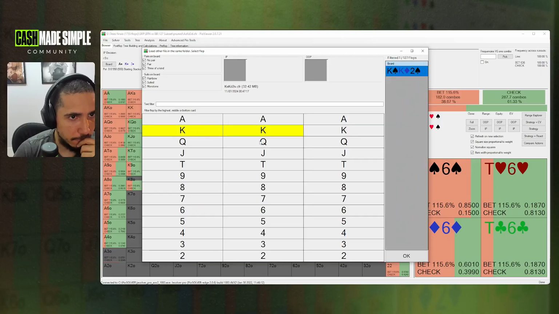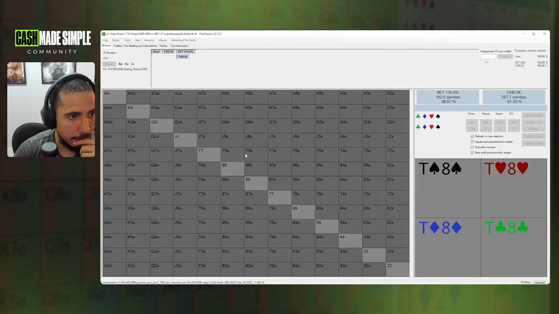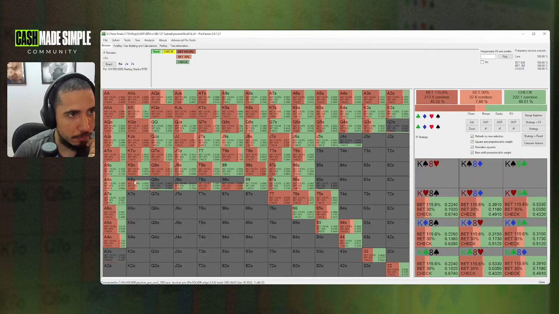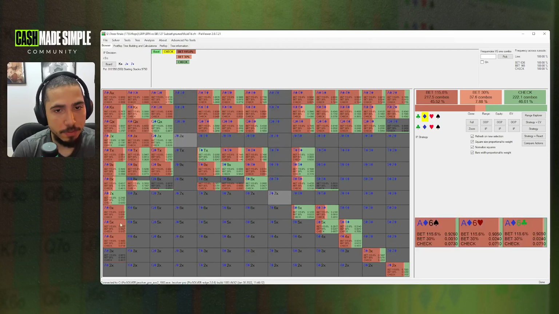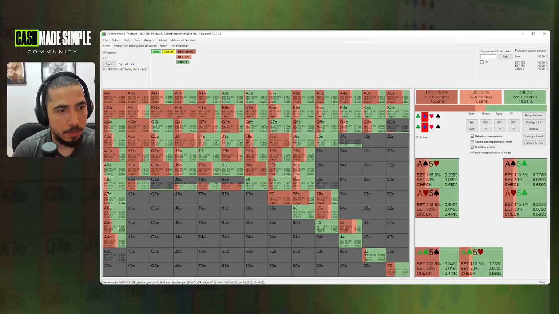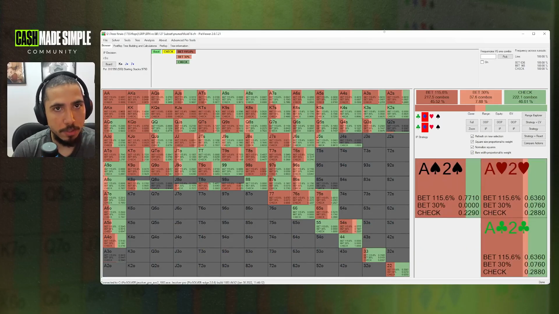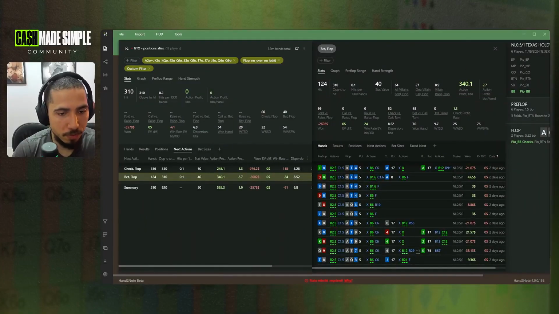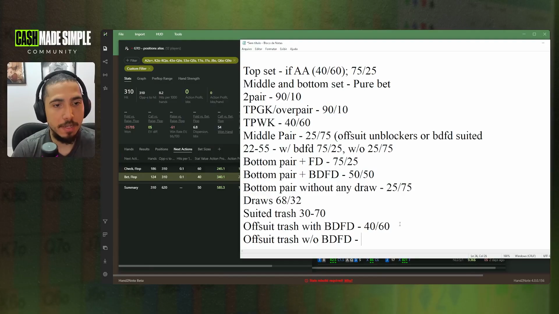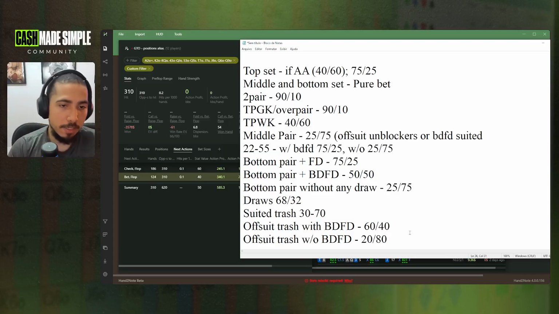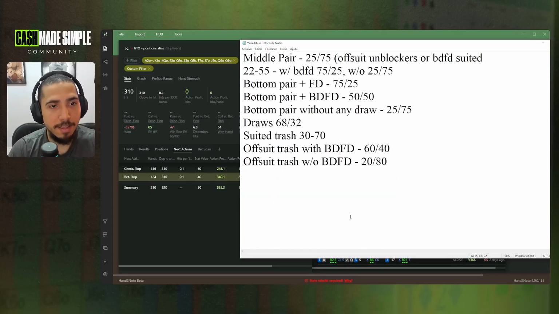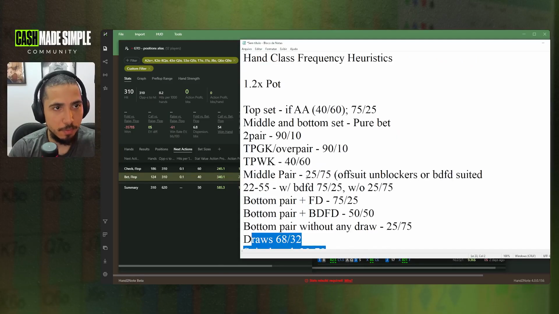Let's see one more. The king jack 7. King jack 7, almost everything is going to have a draw. But we could take a look at the ace x offsuit. The ace x with the diamond, almost pure betting. The ace x without a diamond, betting much less. So for sure, there is a difference here. We saw that the ones that have it, it's substantially high frequency. I would say something like a 60-40 bucket for those boards. But then if you don't have it, it's like 20-80. Something like this would be my best guess for a hand class frequency heuristic for these boards.